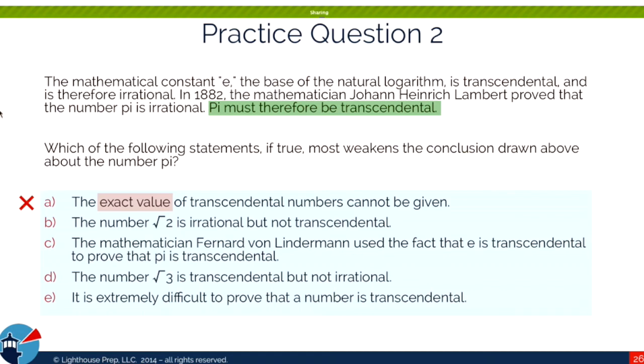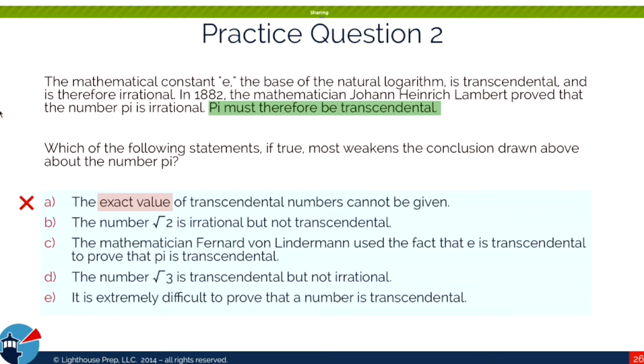Let's look at answer choice C. The mathematician Bernard von Lindemann used the fact that E is transcendental to prove that pi is transcendental. Well, first of all, I don't care about the name of the mathematician. All I care about is what logic path did he use, right? So he used the fact that E is transcendental to prove that pi is transcendental. Well, one, he's proving that pi is transcendental. Well, we don't want to do that, right? It's strengthening our conclusion. So that's one reason to eliminate it.